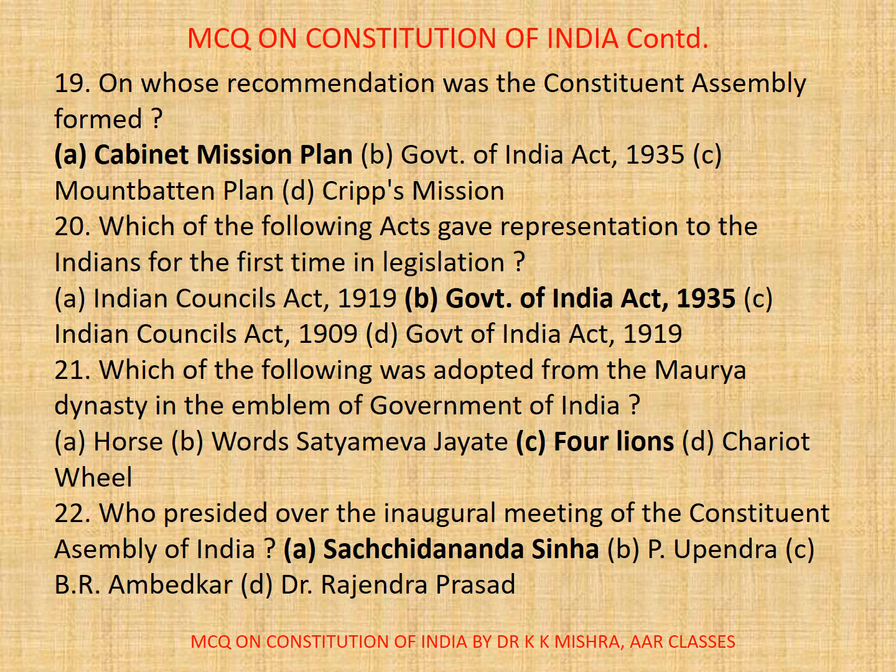21. Which of the following was adopted from the Maurya dynasty in the emblem of Government of India? A. Horse, B. Words Satyameva Jayate, C. 4 lions, D. Chariot Wheel. Correct option is C. 4 lions.